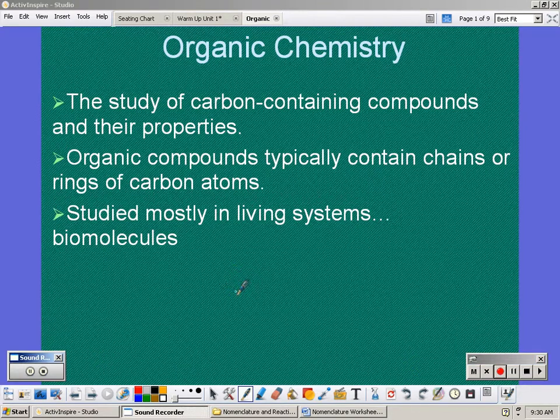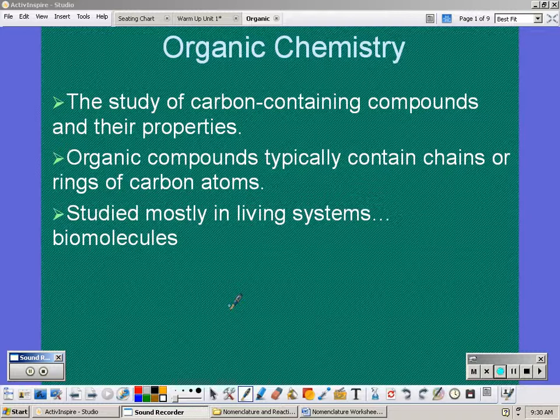Organic chemistry is the study of carbon-containing compounds and their properties. Organic compounds typically contain chains or rings of carbon atoms. It's mostly studied in living systems like biomolecules. So I know in biology you have a whole unit on organic chemistry because it contains a lot of biomolecules.